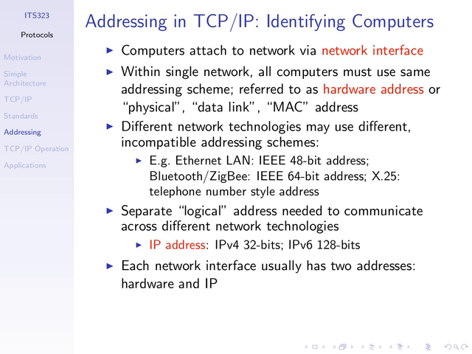Every device on the internet has an IP address. So then, if I want to send to the server in the US, I will send to its IP address without knowing what LAN technology it's using. So the result, in most cases, each network interface has two addresses, the hardware address and the IP address. So that's for communicating between computers.